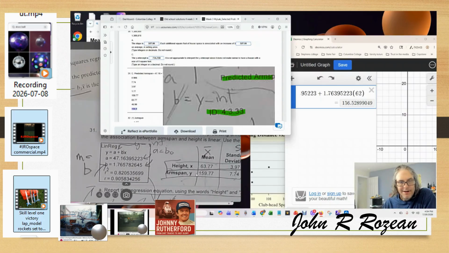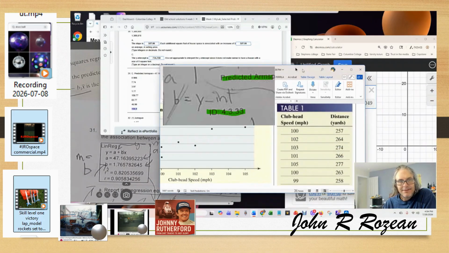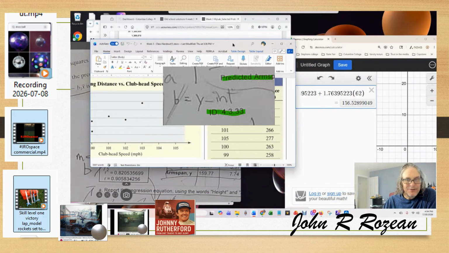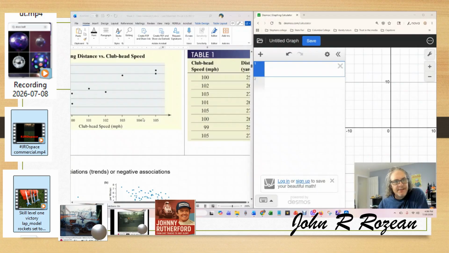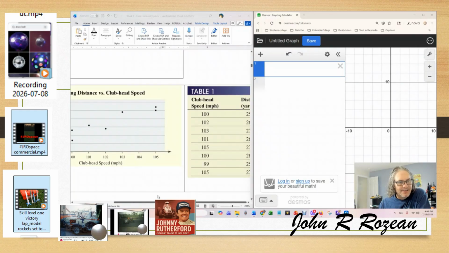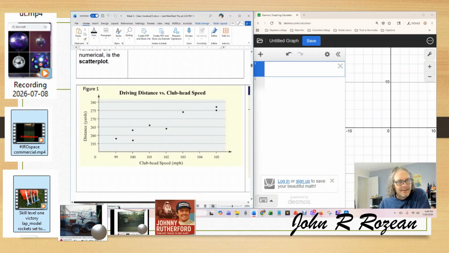So next, we'll do the club head speed. I'm going to pause, take a quick break. I'll be right back. Okay, so let's do this long-awaited driving distance versus club head speed.